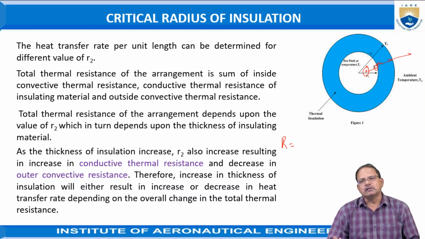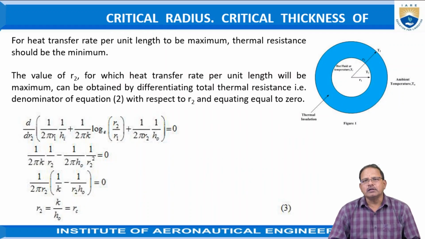Hence, the net magnitude of heat energy that is flowing depends upon the thickness of the insulating material kept just over the cylinder. For the heat transfer rate per unit length to be maximum, the thermal resistance should be minimum. The value of R2 for which the heat transfer rate per unit length will be maximum can be obtained by differentiating the total resistance offered by the body, that is the sum of the inside convective resistance, the thermal resistance, and the outside convective resistance. This is called total resistance.